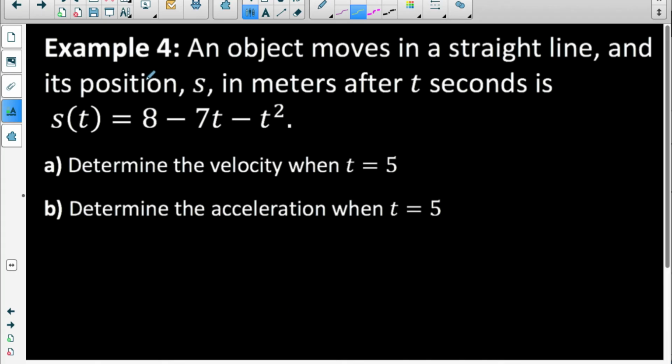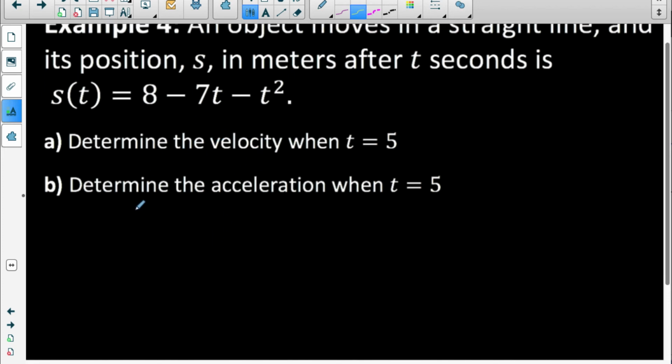Example 4: an object moves in a straight line and its position s in meters after t seconds is given by this equation. Determine the velocity and acceleration when time is 5. Well, if we have a position function, we can calculate the velocity by just finding the derivative of its displacement function.